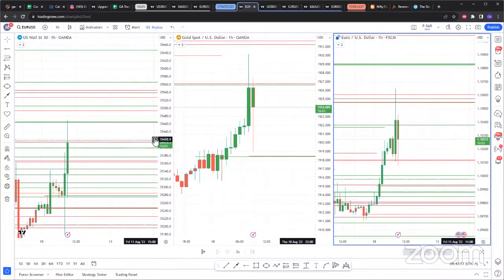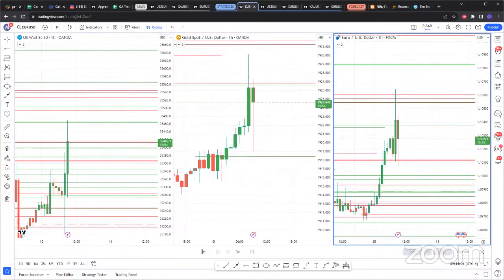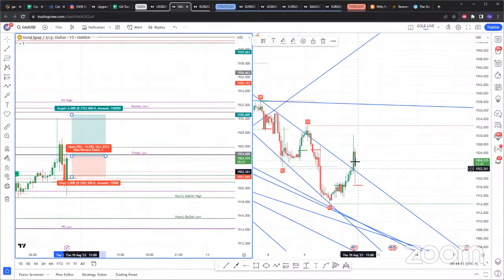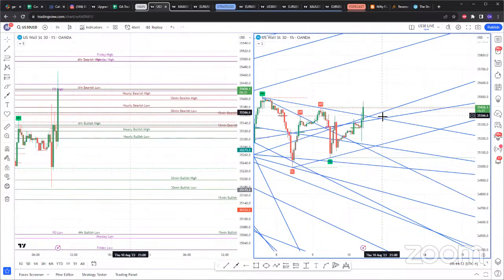But currently right now, the only entry I do see is for a buy on gold. So we'll just wait to see if we get that buy on gold right here. But we need this hourly candle to close above this trend line. If this hourly candle does not close above this trend line, I am not going to be taking that trade. US 30, same thing. In the next 15 minutes, we need this US 30 hourly candle to close above all of these trend lines.